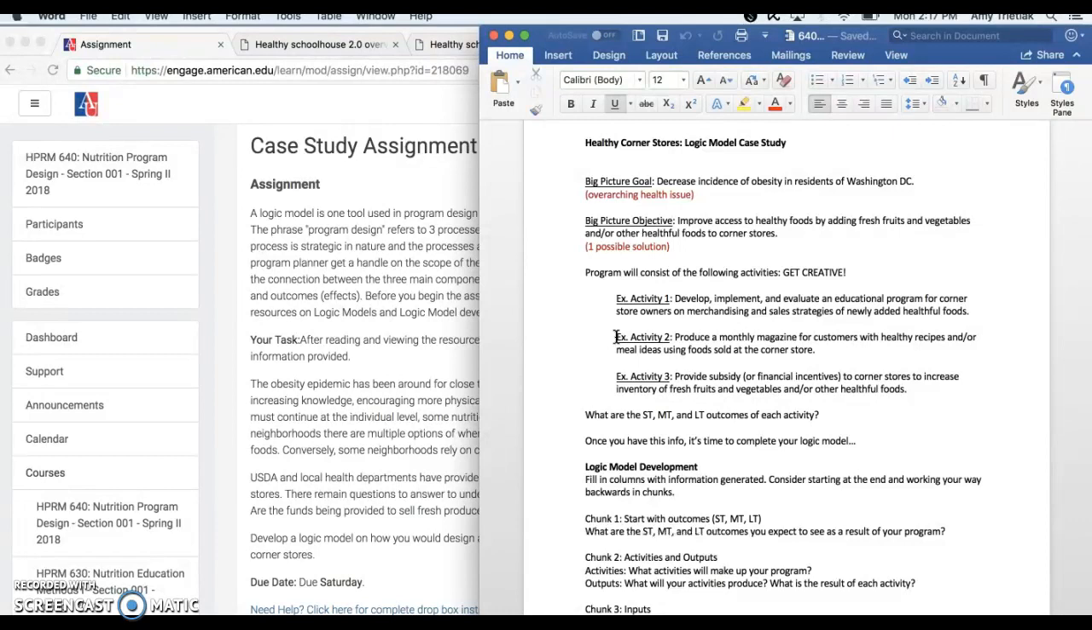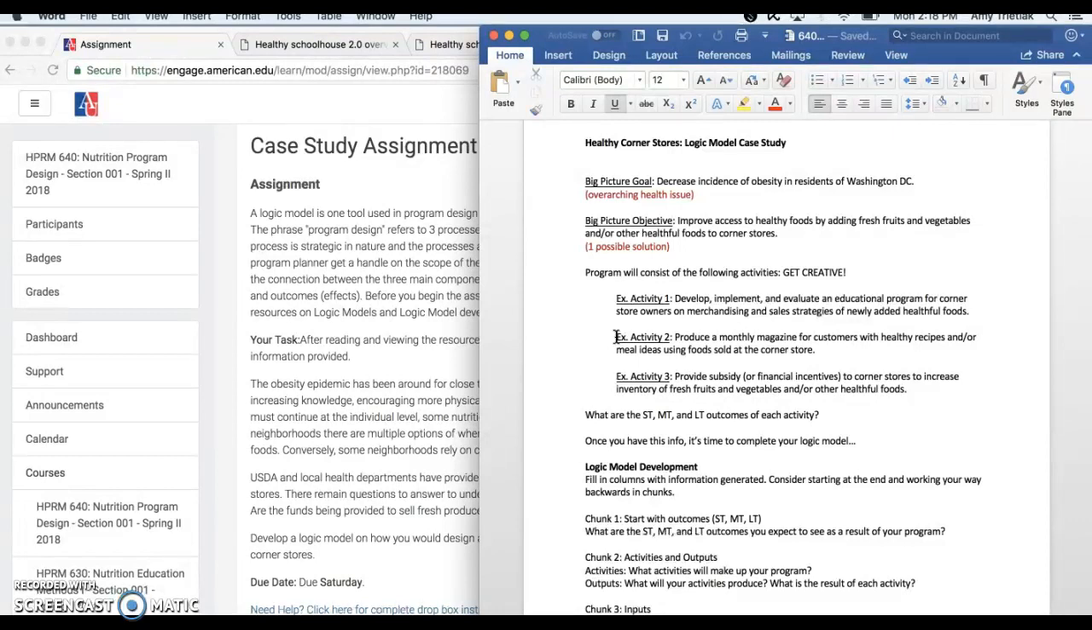Activity three was providing a subsidy or financial incentive to corner stores to increase their inventory of fresh fruits and vegetables or other healthful foods. If we're trying to improve access, and the idea is to inspire or incentivize these corner stores to add these particular foods to their inventory, maybe they'd feel more compelled if they received some kind of financial compensation for doing this. So maybe with the funding that we received as a part of this program, some of that money could go back to the corner stores to help them purchase these extra items, or even just money as an incentive. So that was my thought.